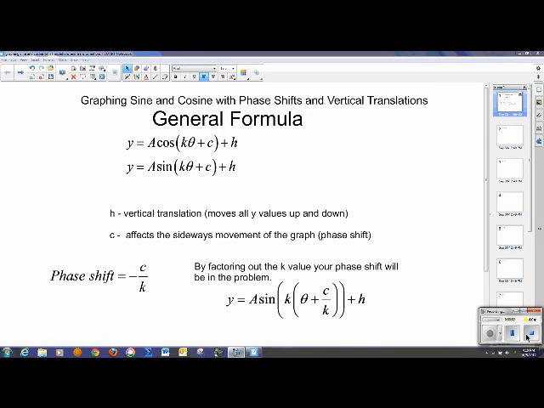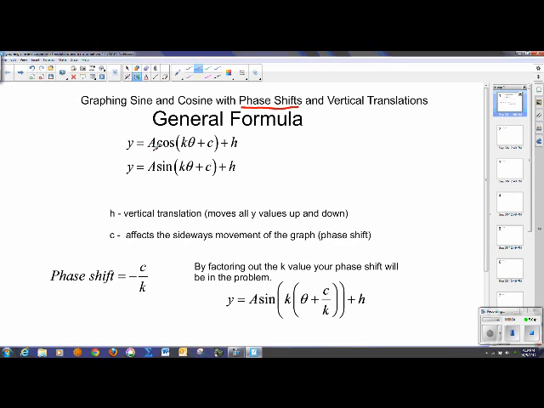More sines and cosines today, except today we're going to deal with translations. The special name for horizontal translations is going to be phase shifts, and the vertical translation is just a vertical translation. So here's our standard formulas again. We see we have A cosine k theta plus C plus H.